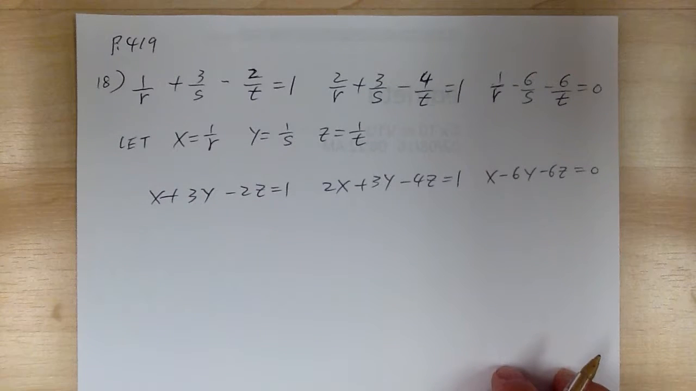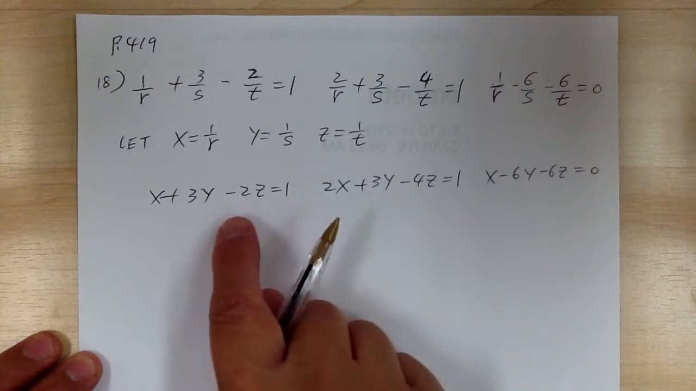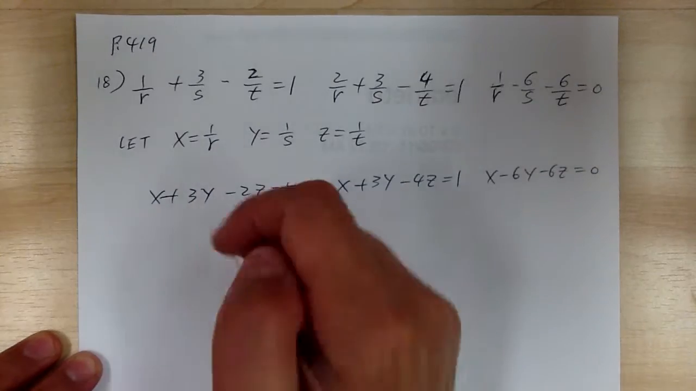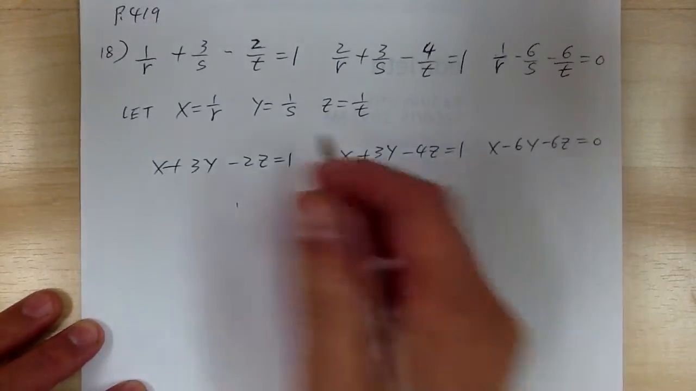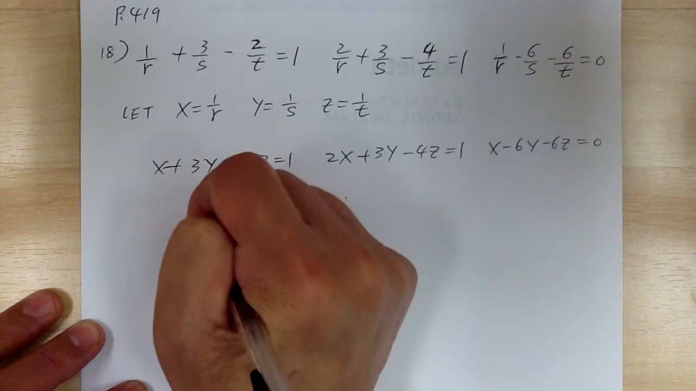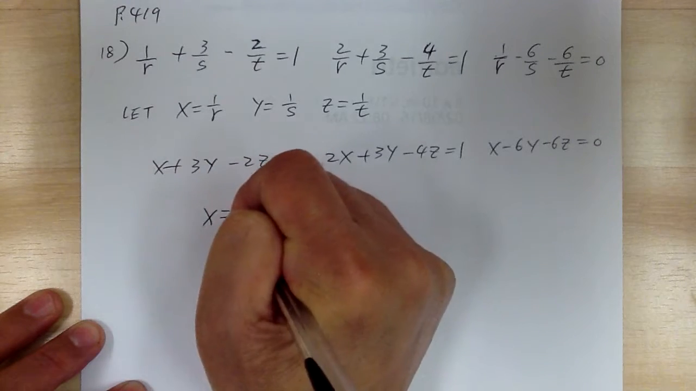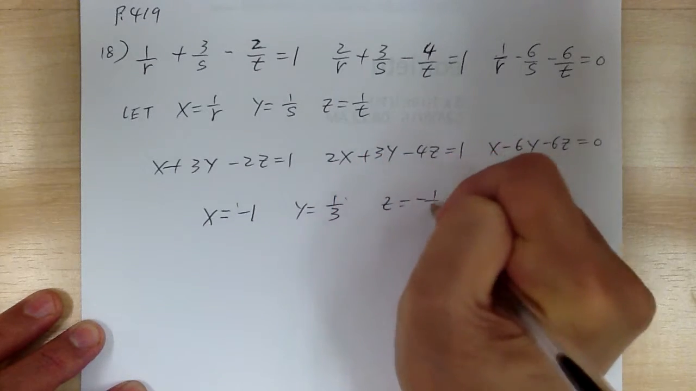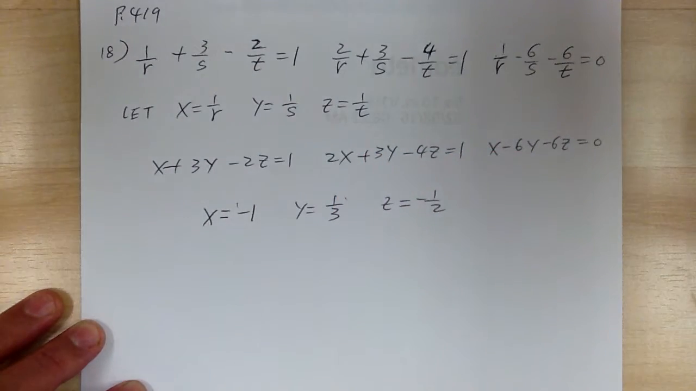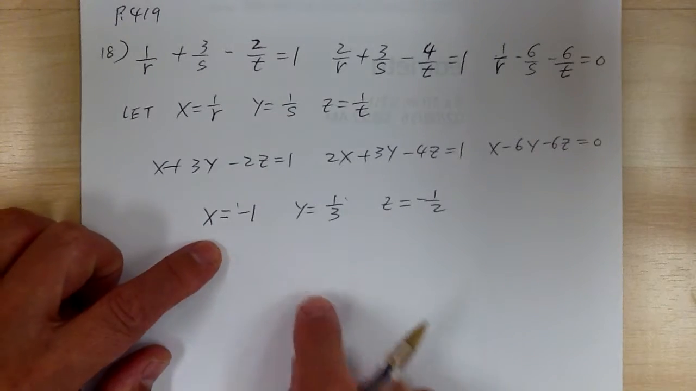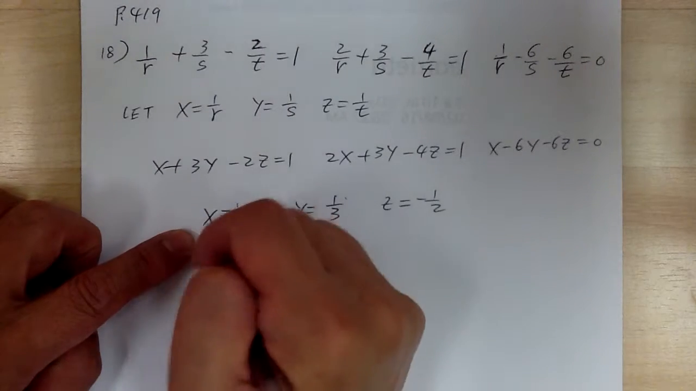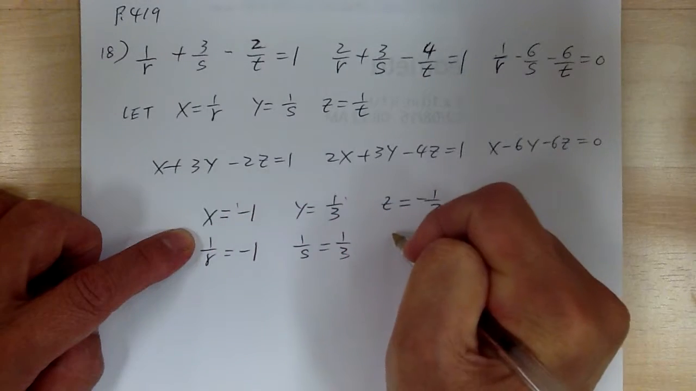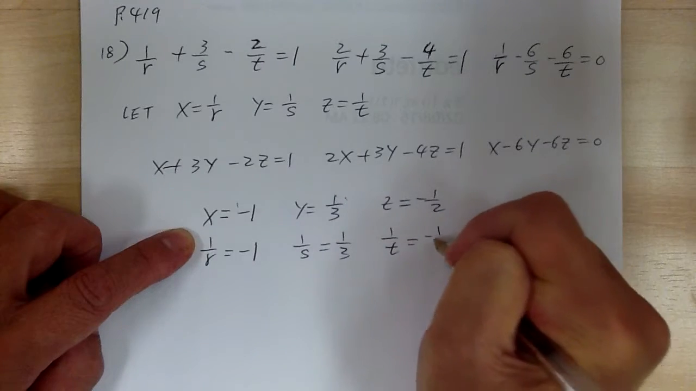Okay? And then from here, you're going to solve for x and the y and the z. So you're going to go through the steps of elimination method, and you're going to get x equal to -1, y equal to 1 over 3, and z equal to -1 over 2. So once you solve for x, y, and z, you have to substitute this back. Okay? So you're going to get 1 over r equal to -1, 1 over s equal to 1 over 3, and you got 1 over t equal to -1 over 2.